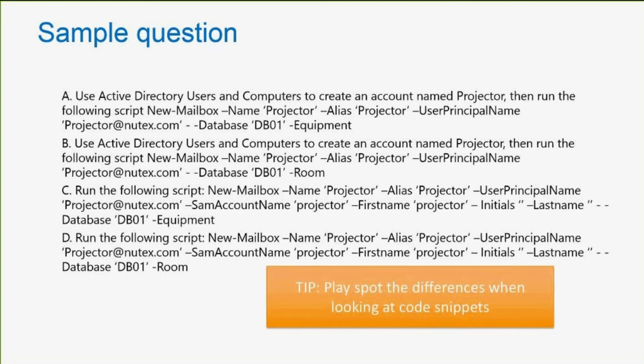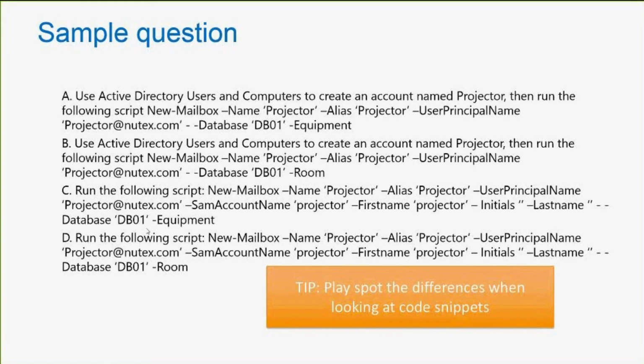If you actually look closely here, what you discover is the differences between these 4 different answers. There's only a couple of differences. First of all, A and B say use Active Directory users to create an account, then run a script. C and D just say run the script. So one of the things I need to figure out is, do I have to create an account for the projector first, or can I just run a script to create its mailbox? So that's one thing I have to figure out.